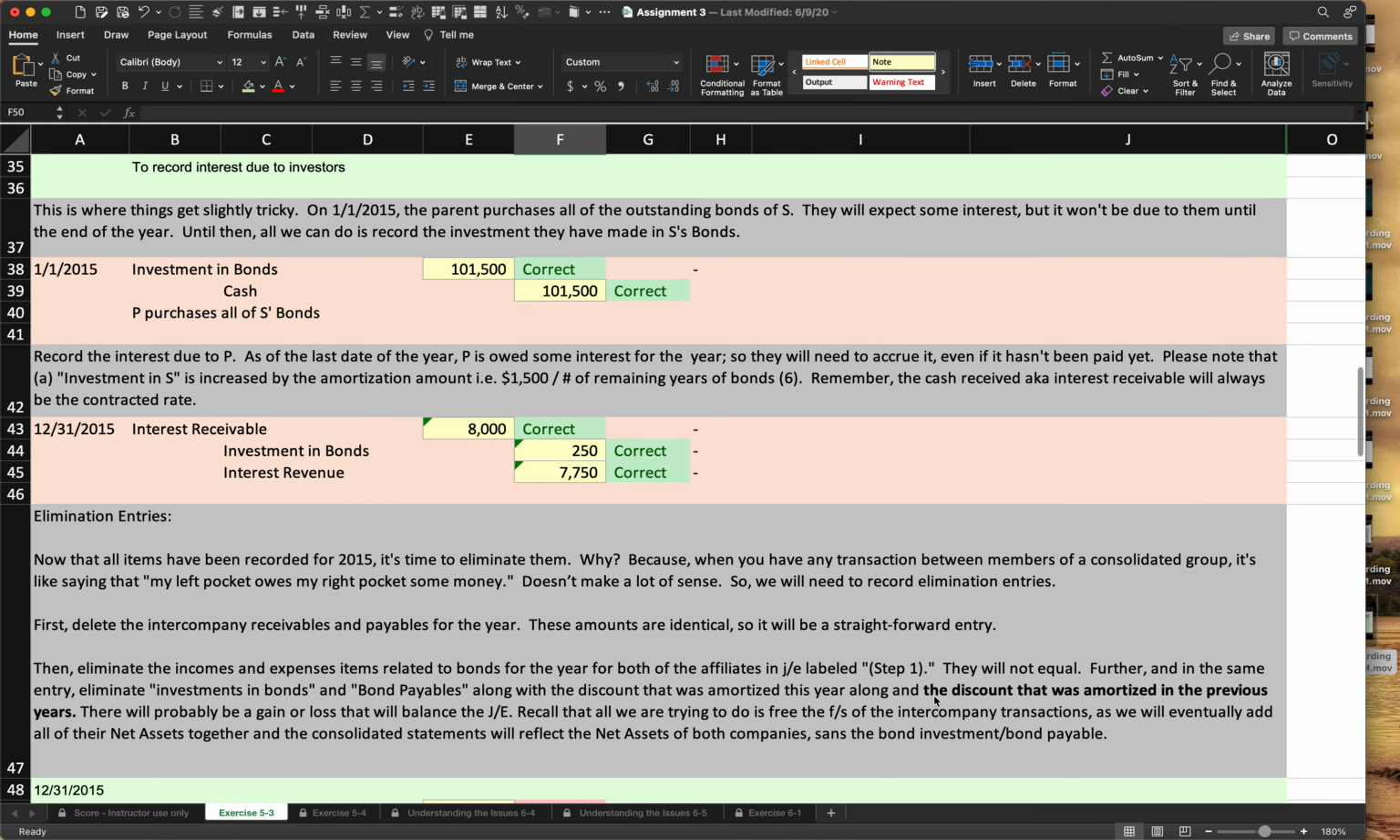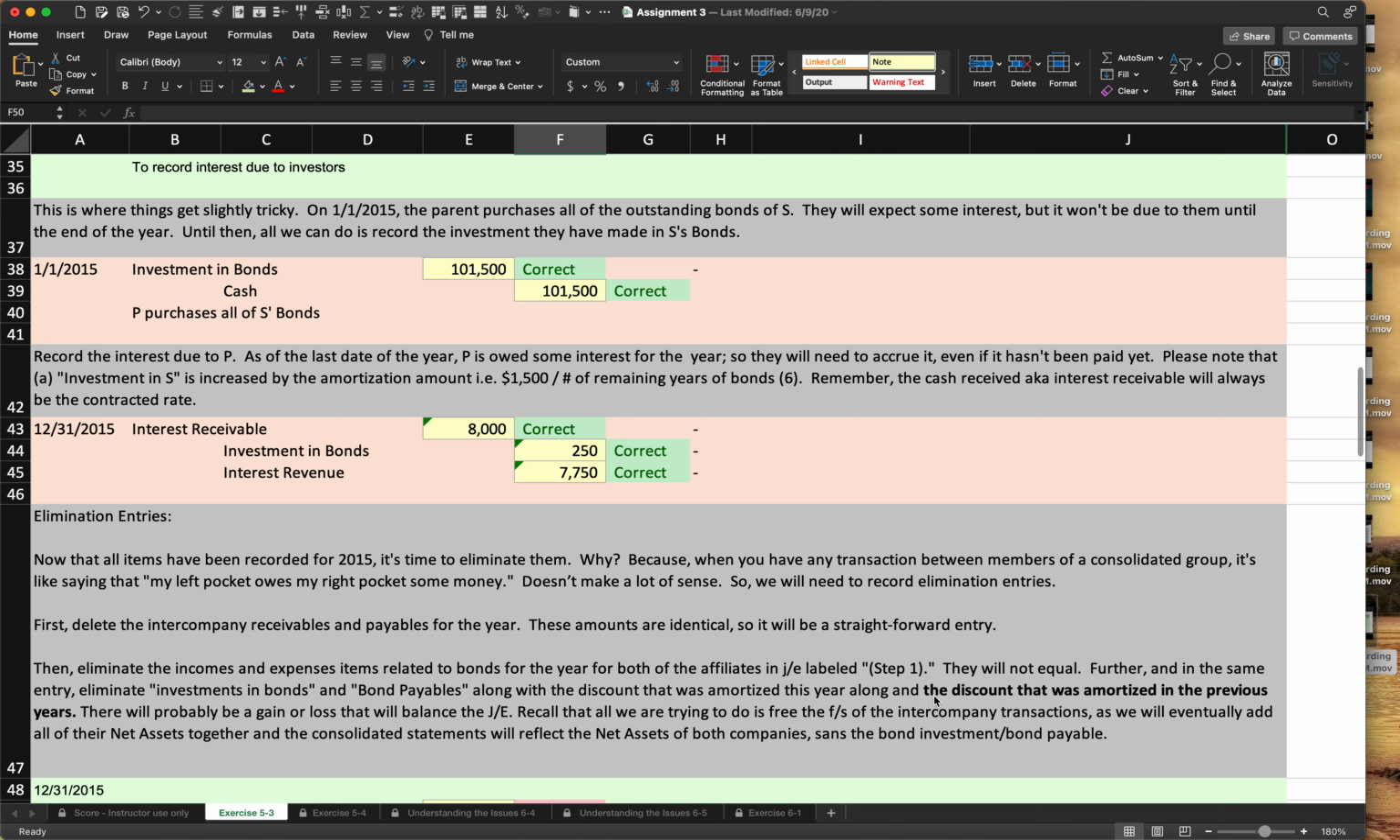All right, now that we have recorded all of the associated entries for both the parent and the subsidiary, we need to eliminate the intercompany transactions for the year 2015. Not before, but starting 2015, because that's when the relationship comes into question, specifically the intercompany transactions, because that's when the parent purchased the bonds of the subsidiary on 1/1/2015.